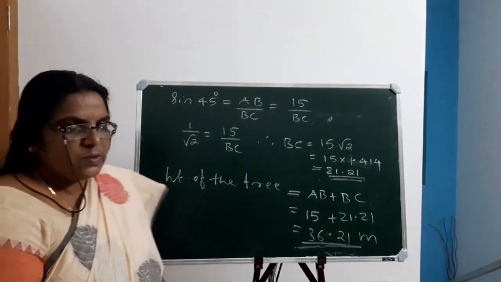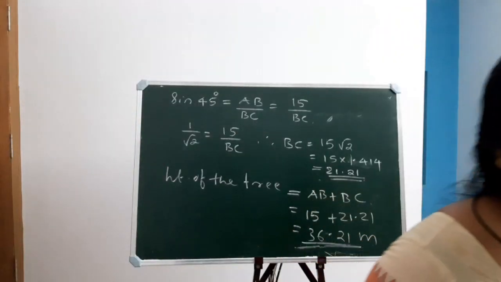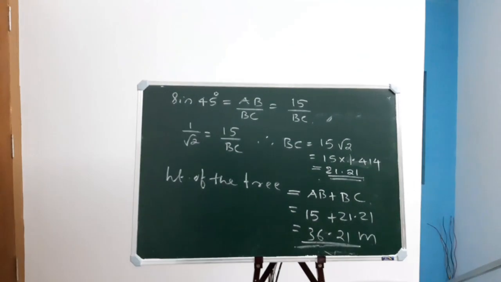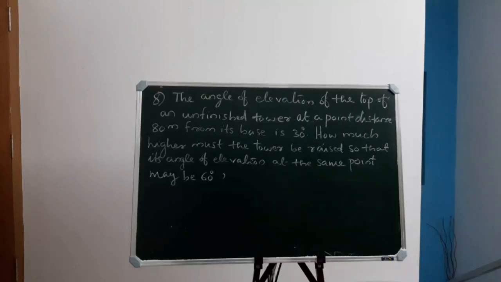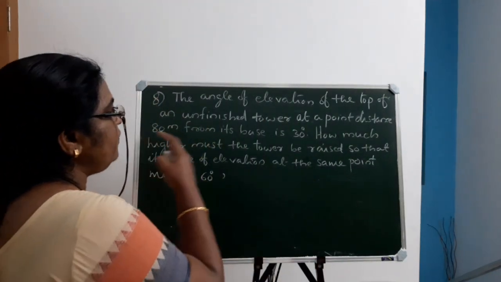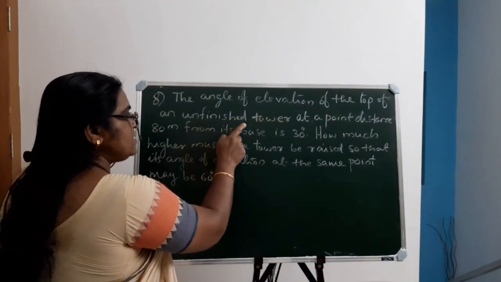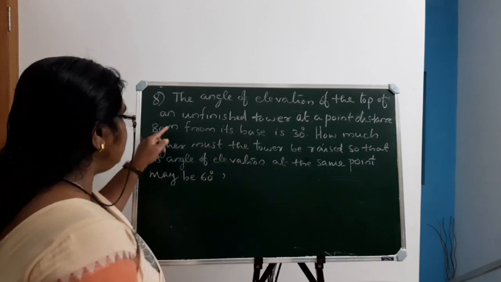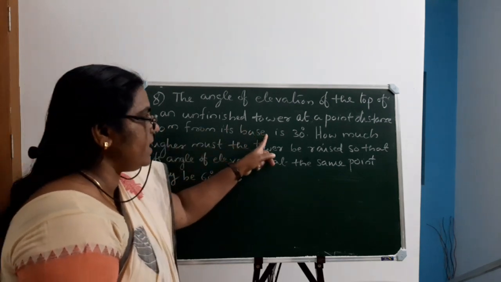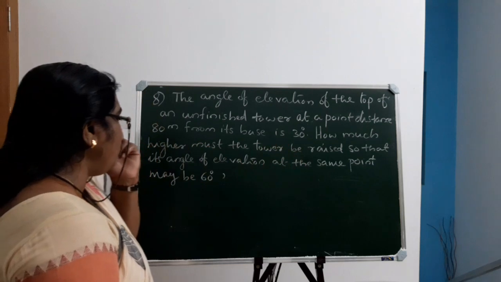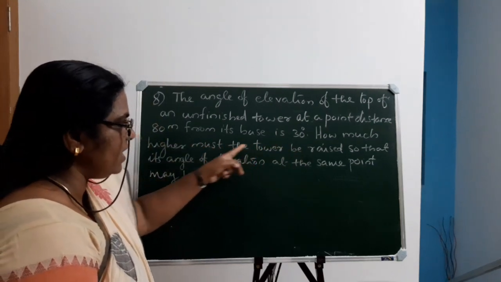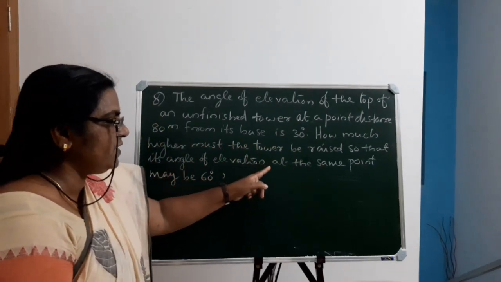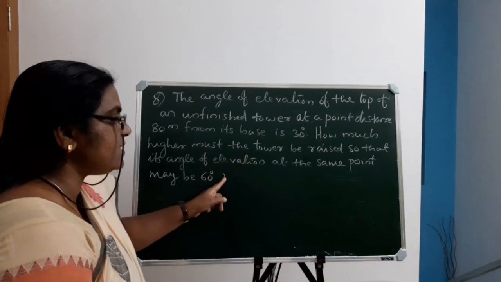And next question, question number 8. So the next question, here, the 8th question. The angle of elevation of the top of an unfinished tower at a point at a distance of 80 meters from its base is 30 degrees. How much higher must the tower be raised so that its angle of elevation at the same point may be 60 degrees?